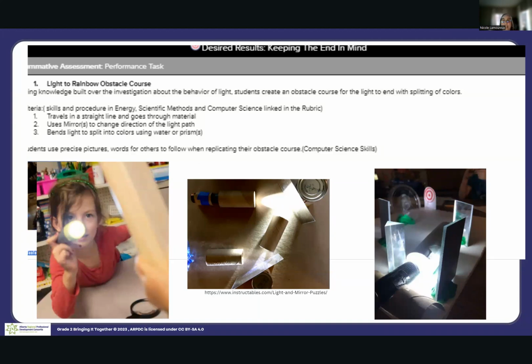Now, I did see in the computer science skills about using precise words and pictures and diagrams so that others can follow your instructions. And I thought, what a great way to integrate that and develop those recording of observation skills. Because the purpose of recording an observation is for the scientists to reflect back on, but also other scientists use it. So why not have them record it, and then their partner has to recreate that obstacle course based on their directions or instructions from the diagram.